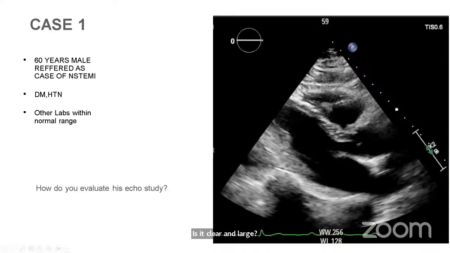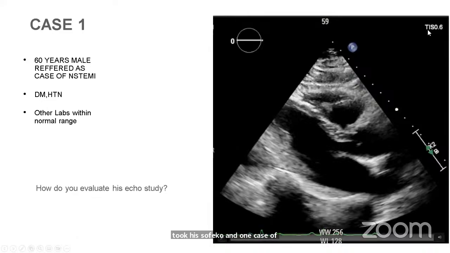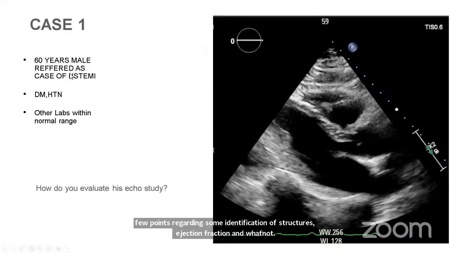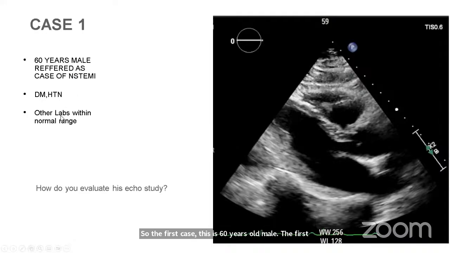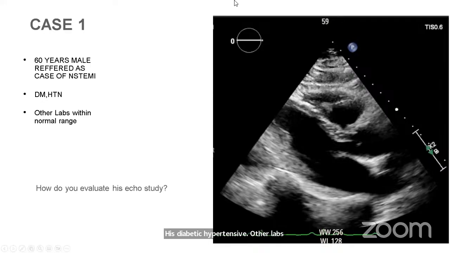Okay, so the first case, I have 5 cases here. 2 of them are angio, so we will be skipping them for today. 2 cases of echo and 1 case of CT. The first case is an echo case. For all echo cases, we're going to be discussing just a few points regarding identification of structures, ejection fraction, and whatnot. So the first case, this is a 60 years old male, referred as a case of non-STEMI. He's diabetic, hypertensive. His labs are within normal range.